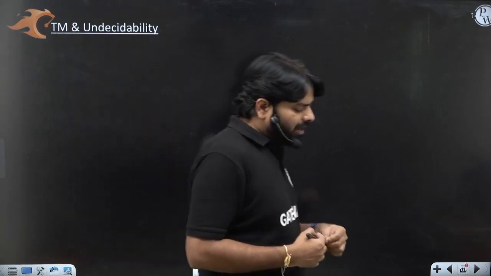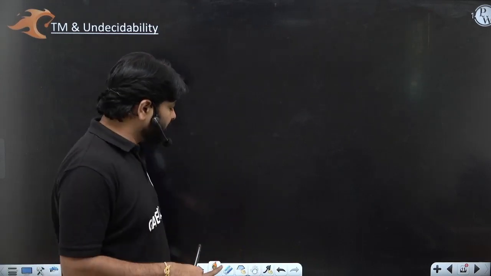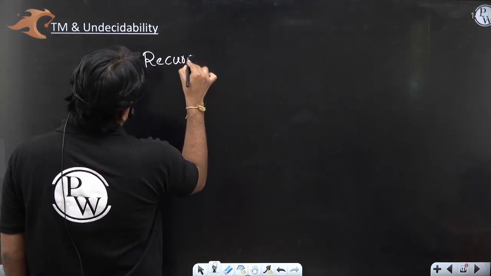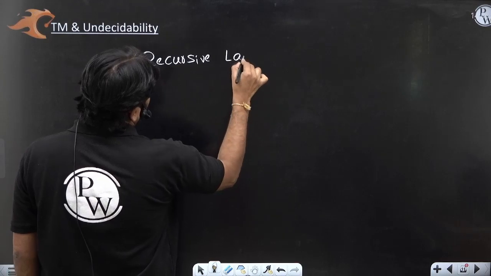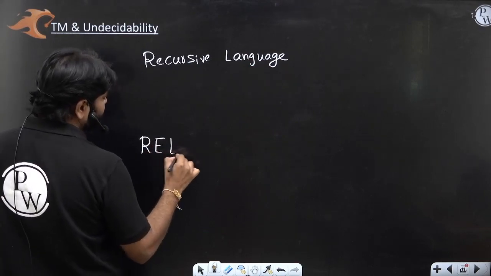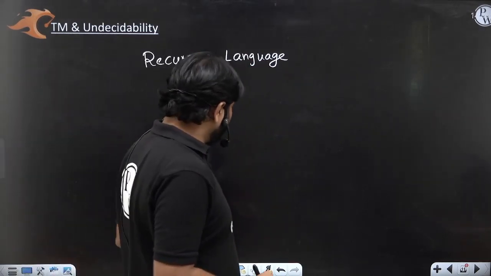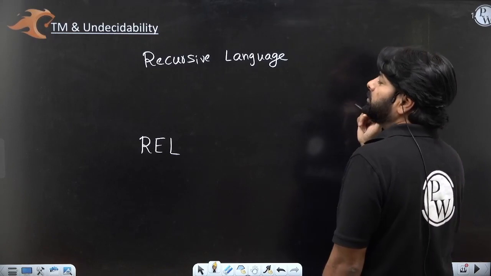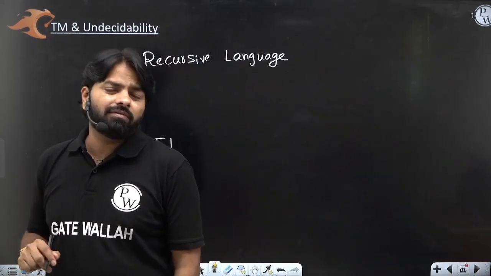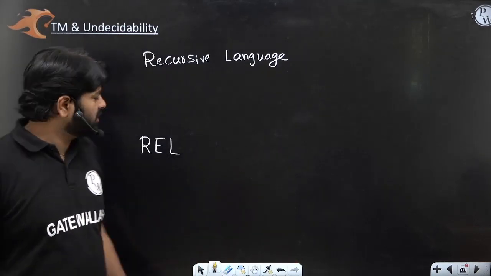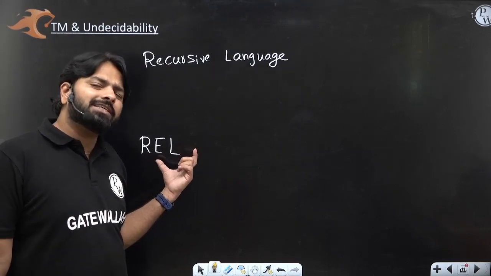Now let's say we have two languages here: recursive and recursively enumerable. I did not discuss the names much earlier, but how is a recursive language different from a recursively enumerable language? A recursive language is accepted by a Turing machine, equivalent to a halting Turing machine. So recursive languages always have a halting Turing machine, but an REL may or may not have a halting Turing machine, though it has a Turing machine.